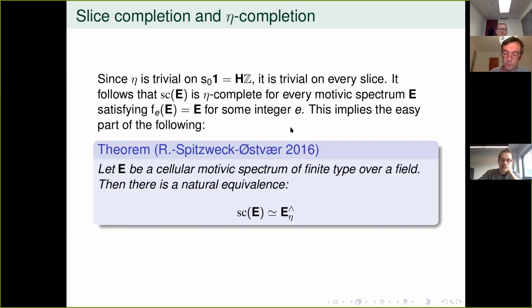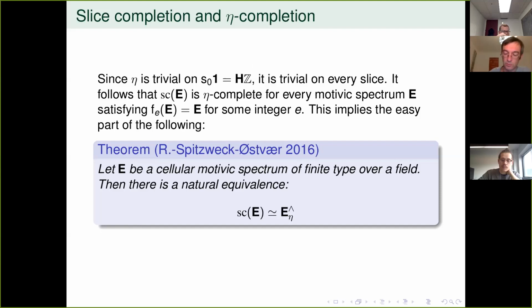So one reason for this is the Hopf map eta is trivial on the Eilenberg-MacLane spectrum, which is the zero slice of the sphere. So it operates trivially on every slice. And this implies that the slice completion of any motivic spectrum will be eta complete, at least if you start with something which is, say, effective.